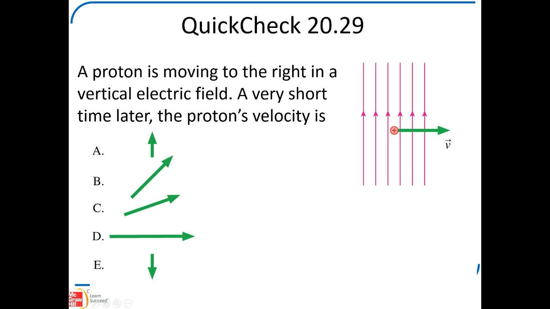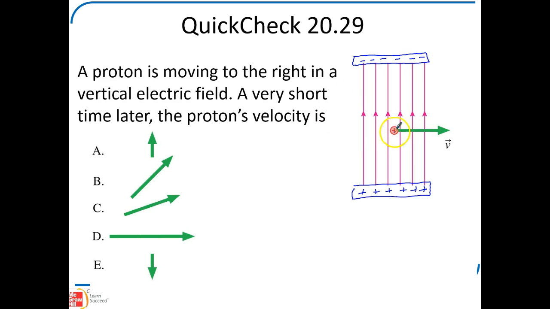The next thing we want to do here is do this quick check. It says a proton is moving to the right in a vertical electric field. A very short time later, what is the proton's velocity? So what I always like to do on these is draw the two plates. So there's one plate, this is the other plate, and remember we always go away from the positive plate and we always go towards the negative plate with our electric field lines.